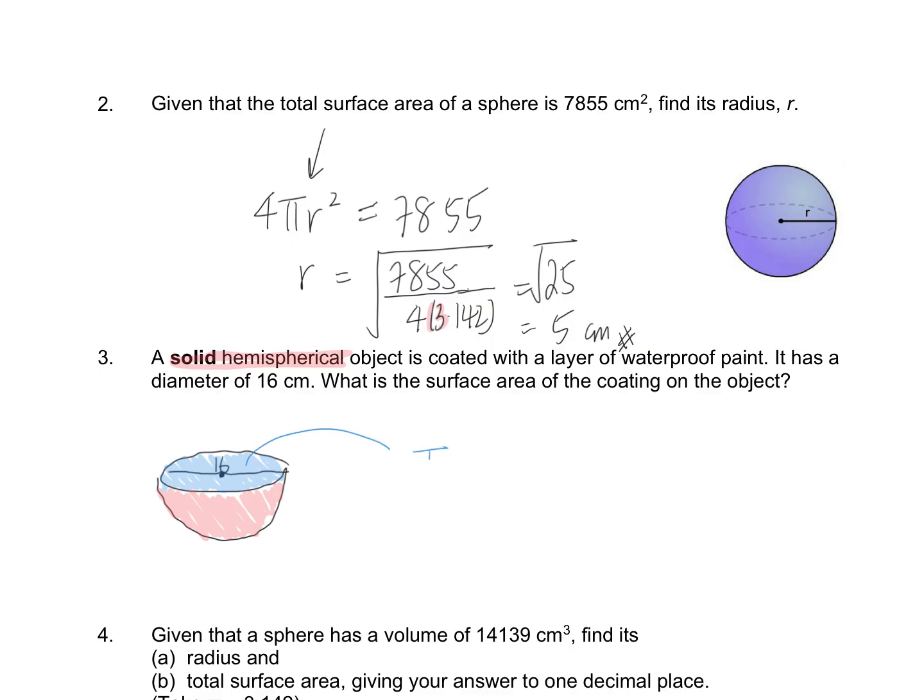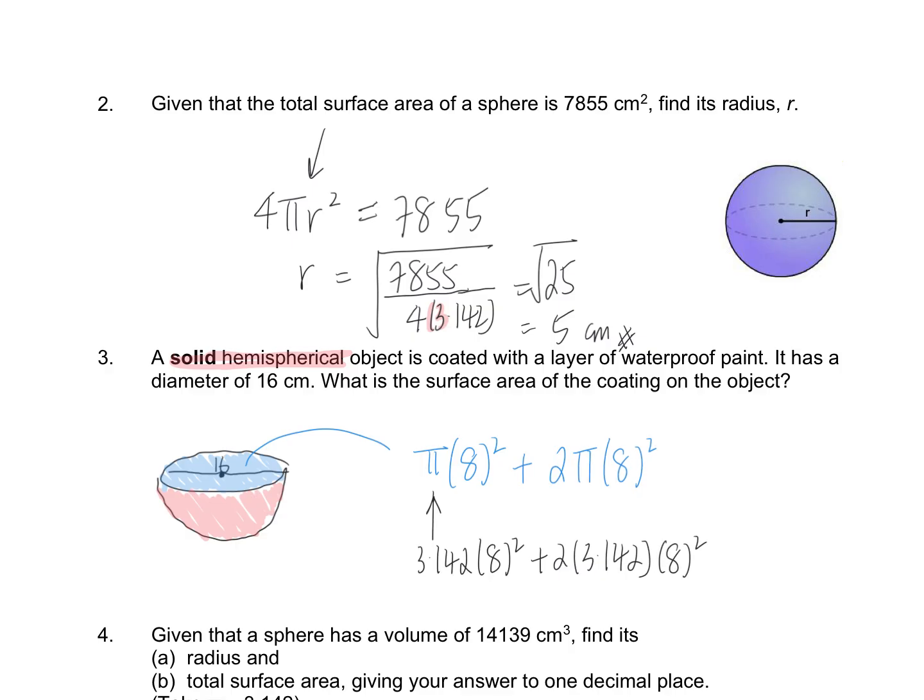So there's 2 segments here. One is the pi r squared here. The other one is the 2 pi r squared here. They say that if the question never say use 3.142, right? So let's put it in. So you will get 603.264. Leave it like this.